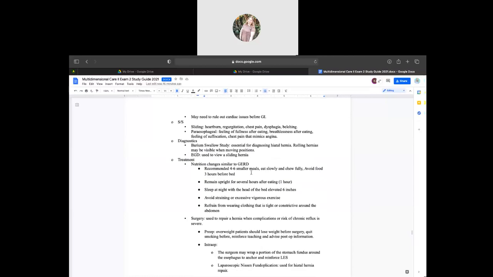So remember: smaller, more frequent meals. Remember certain foods they must avoid. Sitting upright. They need to have the head of the bed up 6 inches at sleeping. No straining. No restrictive clothing.